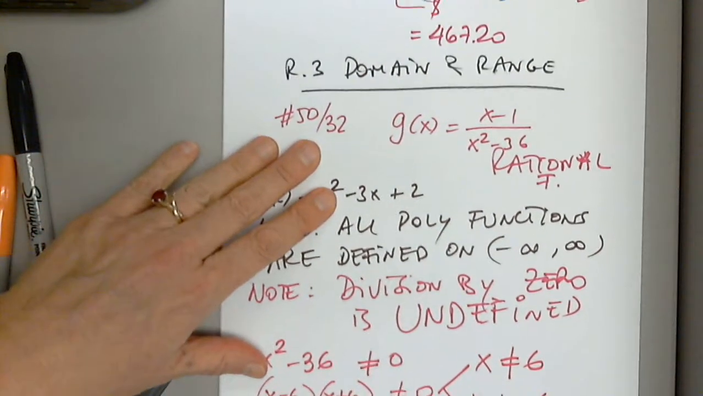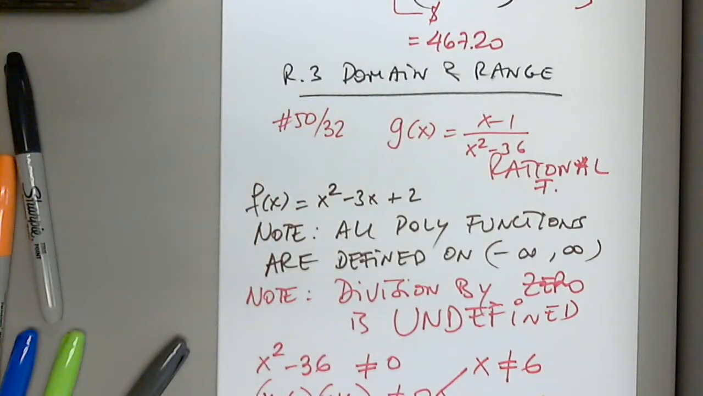In other words, if I ask you to plug in 5, will you be able to give me a number? Correct. If I ask you to plug in 0, will you be able to give me a number? But if I ask you to plug in 6, what will you say? Undefined. I cannot give you a number. If I ask you to plug in negative 6, what will you say? Undefined. You can't plug it in because the denominator will be 0.